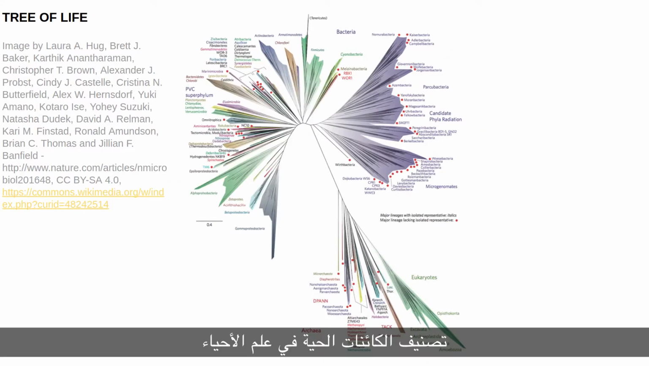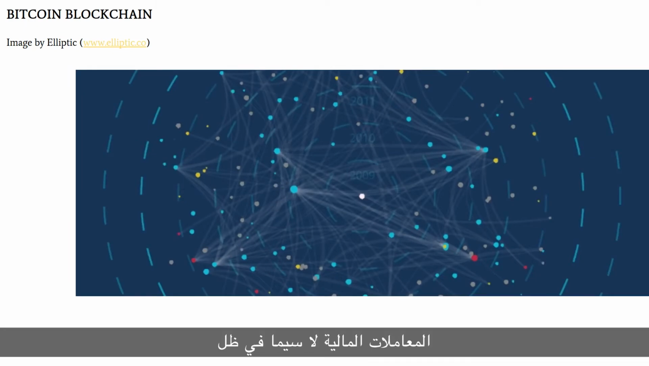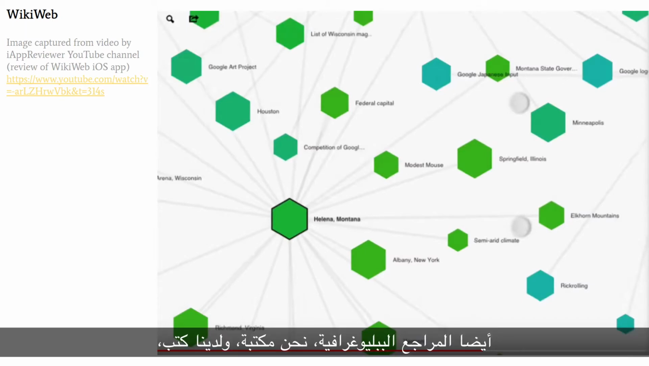How we classify living things in biology is an example of linked data. At Bibliotheca Alexandrina, we have first-hand experience with this as part of the Encyclopedia of Life project. Financial transactions, especially with today's digital economy, are also an example of linked data that can grow very big. Bibliographical references. We are a library, we have books. Books refer to other books. This is also true for scientific papers and also for Wikipedia. Articles in Wikipedia refer to other articles in Wikipedia and to external links on the web.